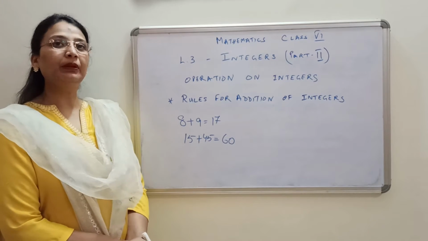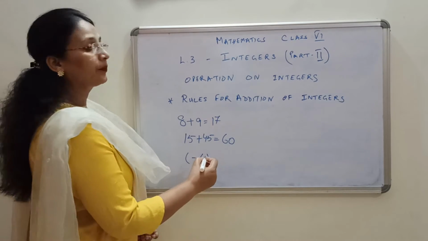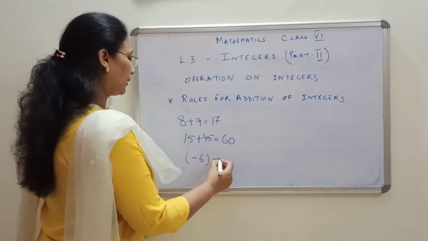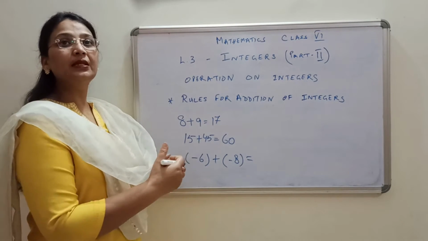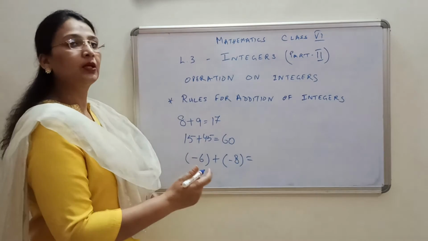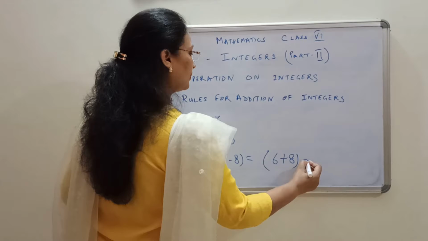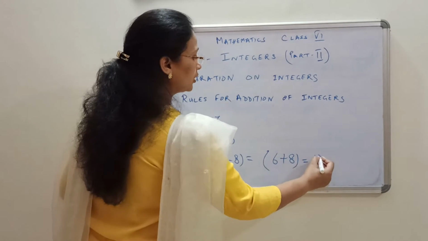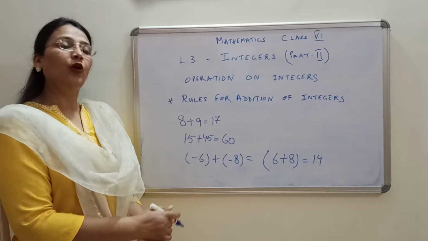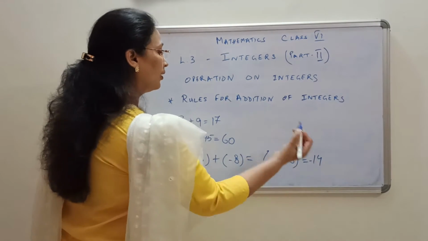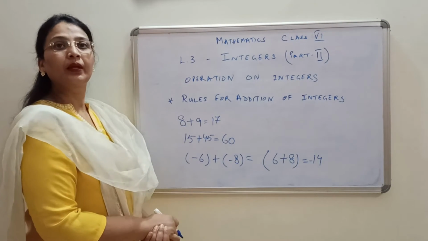You can take one example: -6 + (-8). Minus and minus becomes plus, so you write 6 + 8 = 14. But you have to use the sign of minus in front of 14, so the answer is -14.